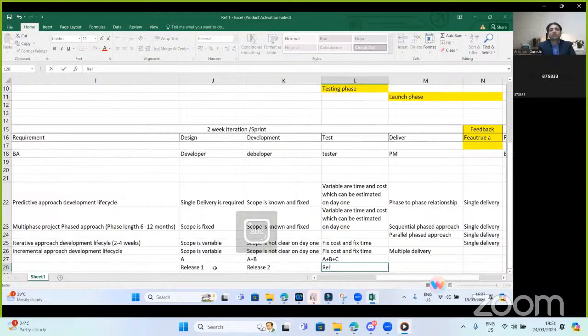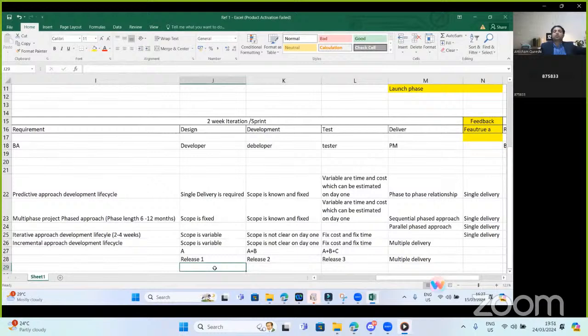This is release two, this is release three. So multiple deliveries, this is what I'm saying. So we learned till now the predictive approach of project development lifecycle, where we have one single delivery. We learned about the phased approach of project development, where we still have a single delivery for the full scope, but we split the scope of work into more manageable, smaller phases, but the phase lengths are 6 to 12 months, let's say.